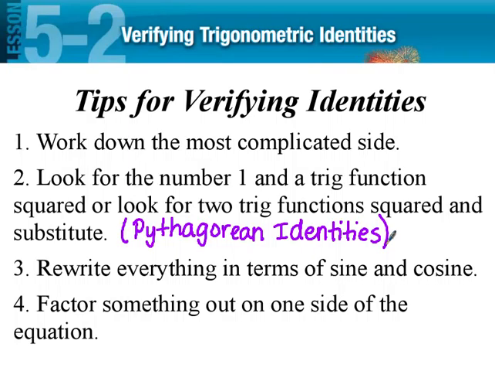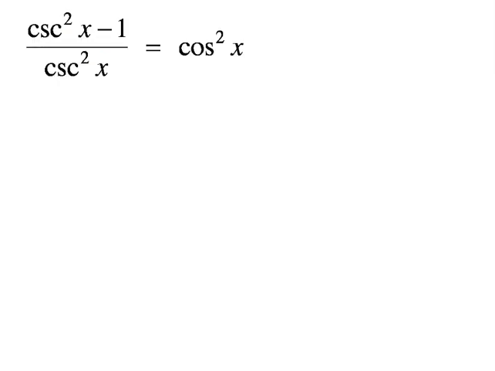Step 3, rewrite everything in terms of sine and cosine. Once again, we've looked at this with section 1. And then factor something out on one side of the equation. So those are just some tips. If you get stuck, try this. And so let's go ahead and look at this first one here.